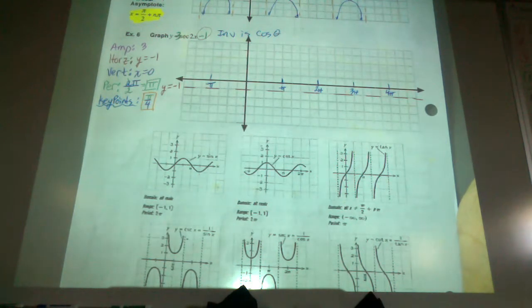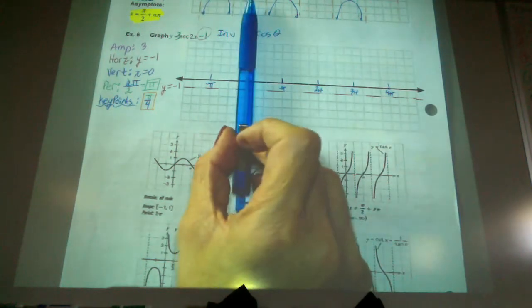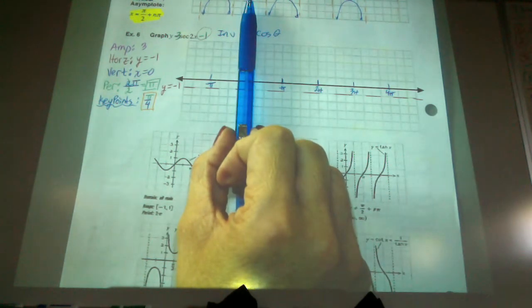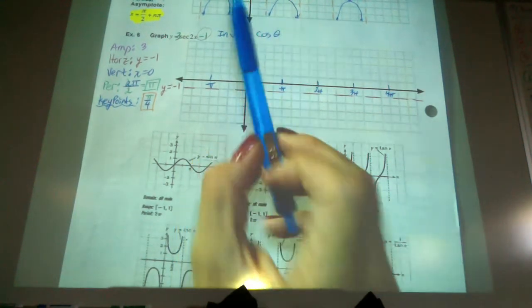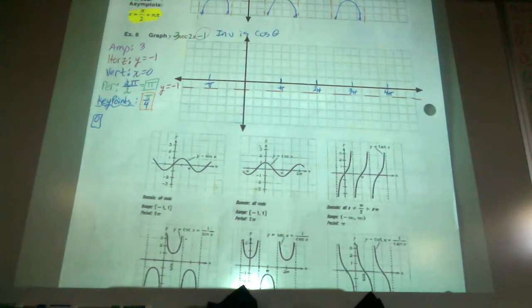And then I have to find my key points. Since my vertical axis did not change, what is my first key point? It's the cosine. It's always 0. Because I didn't have a vertical change, so there's no need to do that start or end.